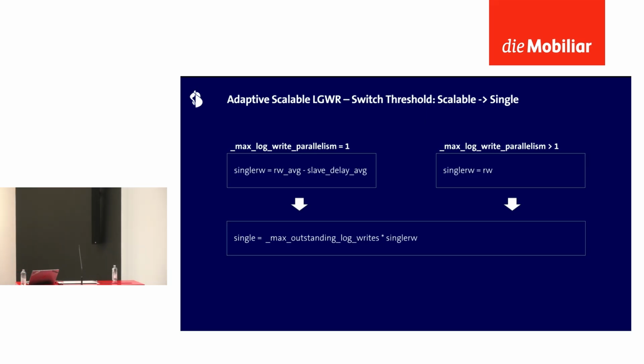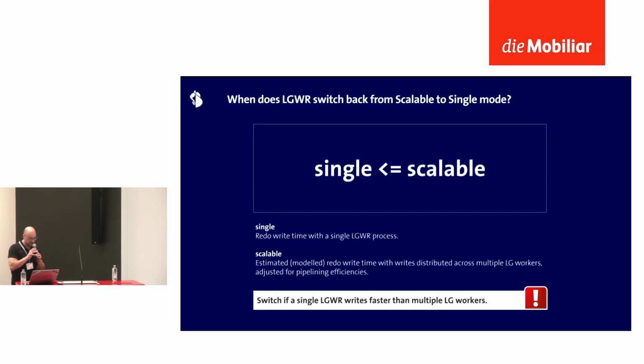It depends on the setting of that max log parallelism. If it is set to 1, which is a special case that also only applies to Exadata X8M and X9M because of the PMEM log, then Oracle uses the read-to-write average, whereas if log parallelism is higher than 1, it uses the effectively measured read-to-write time when a write is performed. So again, log writer switches back when the single write time is faster than the write time in scalable mode.